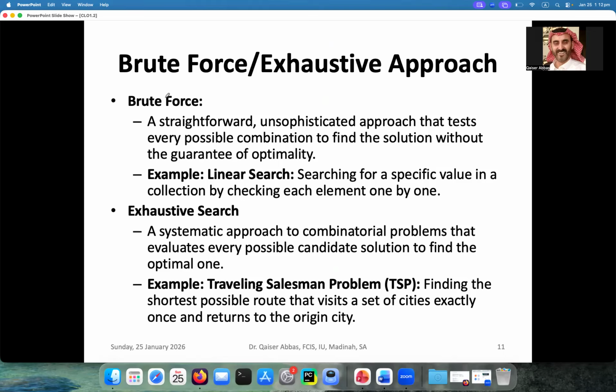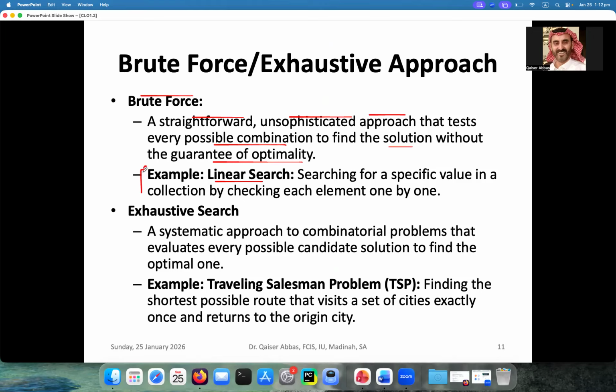So now if you read it quickly, everything is okay for you. What is brute force? A straightforward, which means simple, unsophisticated approach, which means unordered, that tests every possible combination to find a solution without the guarantee of optimality. And what is the example for this? Linear search. If you have an array of 5 elements and you have to find an element in it, you have to compare one by one. You have to check all the combinations, and then you can give the solution.